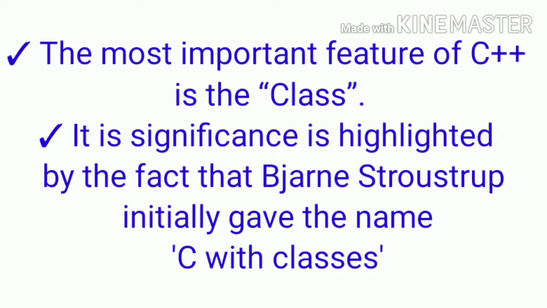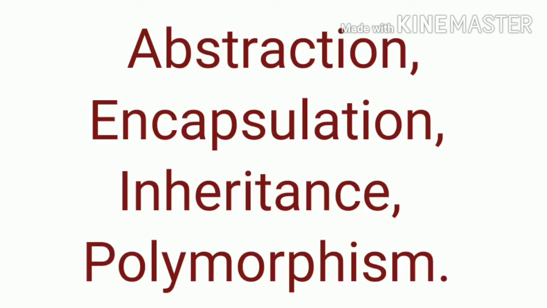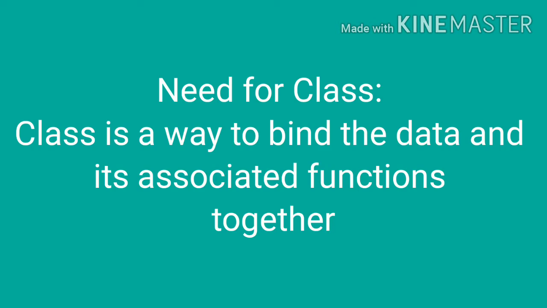Class is the most important feature of C++. So Bjarne Stroustrup initially gave the name C with classes. What is the difference between C and C++? In C, OOPS concepts are not included. But in C++, OOPS concepts are included. The four main features of OOPS concepts are abstraction, encapsulation, inheritance, and polymorphism. These concepts are mainly based on classes and objects. So class is the most important feature of C++.